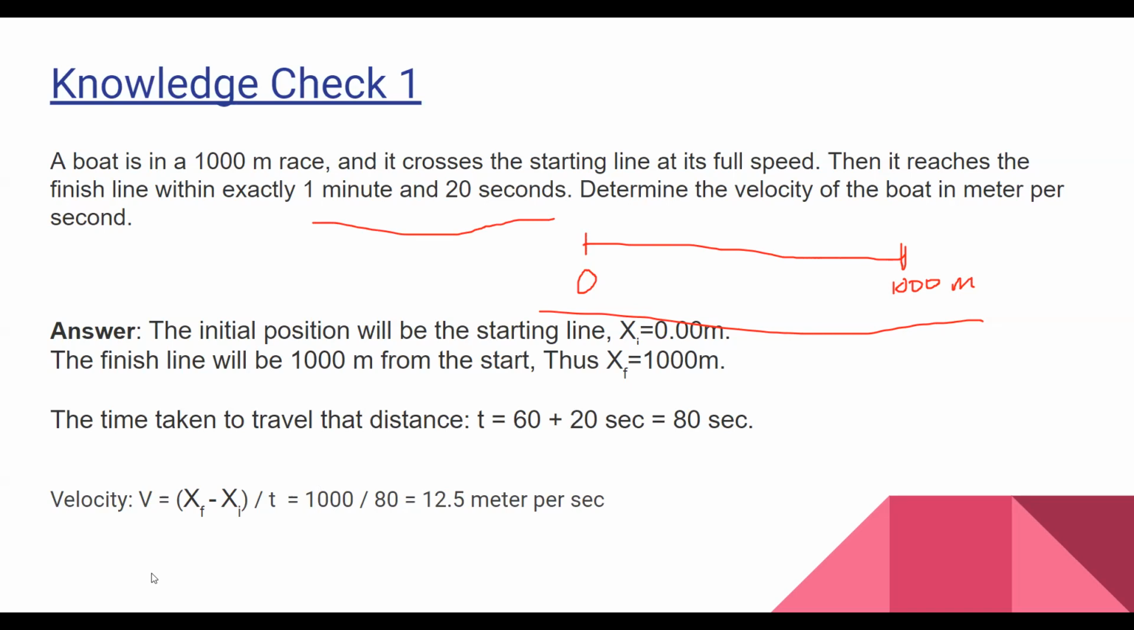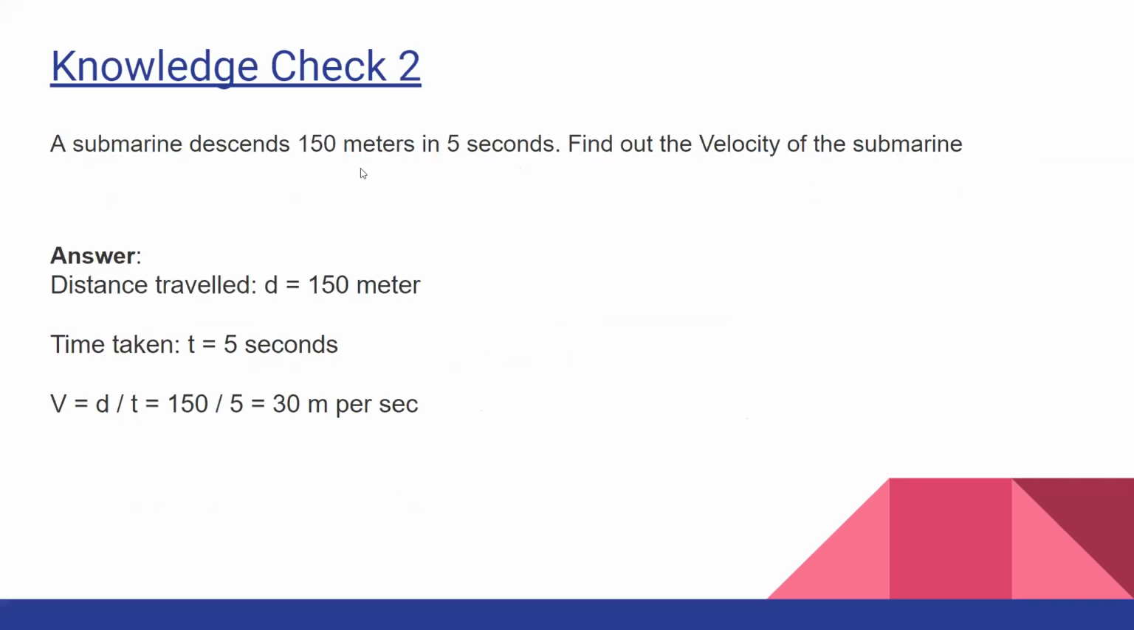To find velocity, you just do the change in position, which is the final position minus the initial position, divided by time. So that's 1,000 over 80, or 12.5 meters per second. This is your average velocity throughout the entire race. It does not refer to your instantaneous velocity. It does not reveal how fast you're traveling at, for example, the 400-meter point, that could be anything if that's all we know.